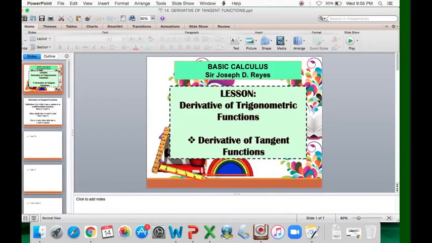Okay? So, that's all about for the derivative of trigonometric functions, specifically the derivative of tangent functions. So, I hope you learned something for this lesson. Good day and bye!